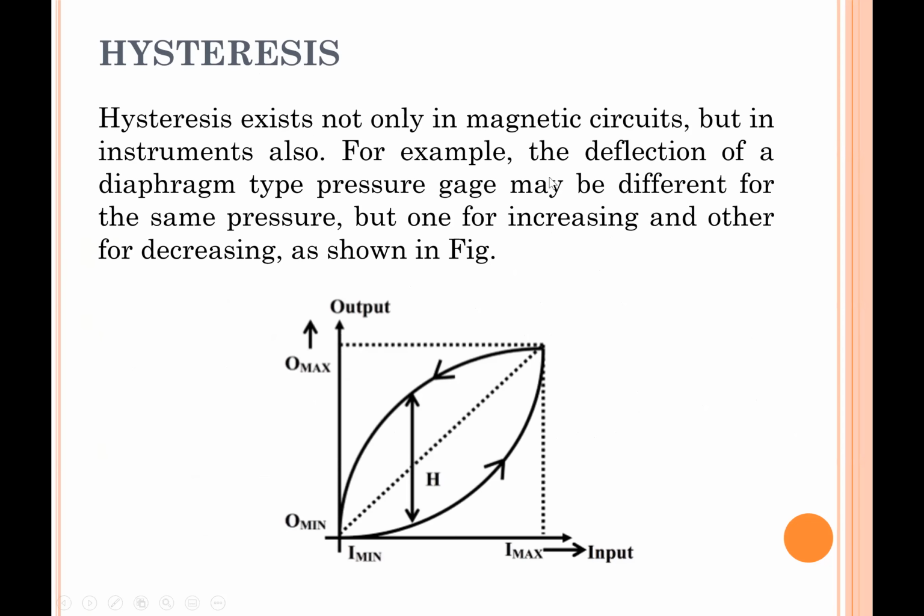Then we have hysteresis. Hysteresis exists not only in magnetic circuits, but in instruments also. For example, the deflection of a diaphragm type pressure gauge may be different for the same pressure, but one for increasing and other for decreasing order. Now, for example, आपके पास एक diaphragm type का pressure gauge है. Diaphragm क्या होता है? एक flexible surface होती है जिसके ऊपर जब आप pressure apply करते हो तो वो deflect हो जाती है. Okay, so अगर हमारे पास एक diaphragm type का pressure gauge है, हमने क्या किया? हमने उसके ऊपर प्रेशर पहले इंक्रीजिंग ऑर्डर में लगाया, फिर डिक्रीजिंग ऑर्डर में लगाया.